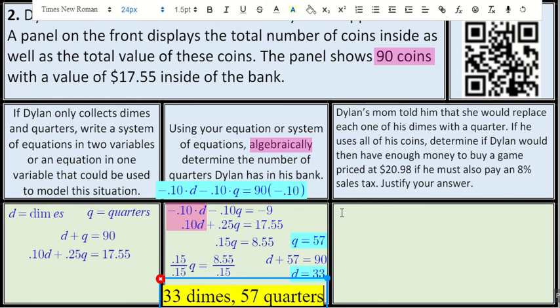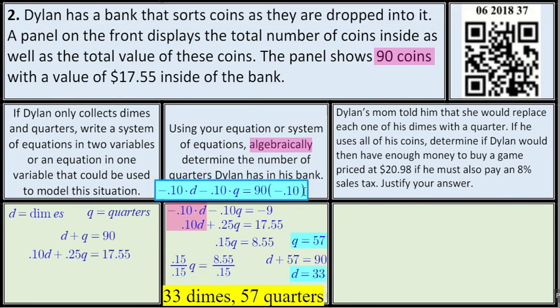Now, ironically enough, for this problem, when we go to part 3, Dylan's mom told him that she would replace each of his dimes with a quarter if he used all his coins. Determine if Dylan would be able to have enough money to buy a game priced at $20.98 if he has to pay 8% sales tax.